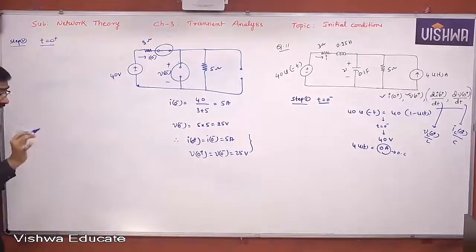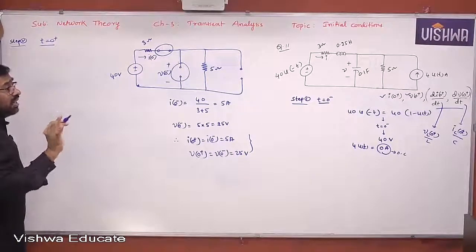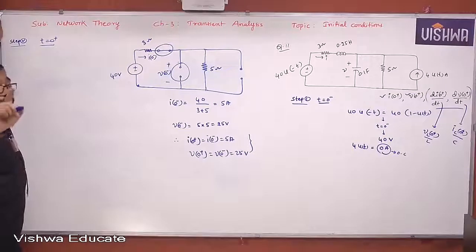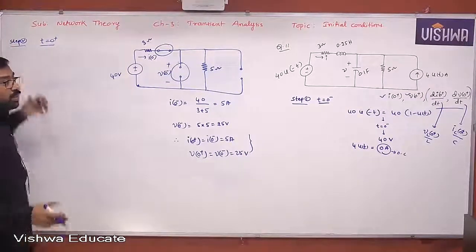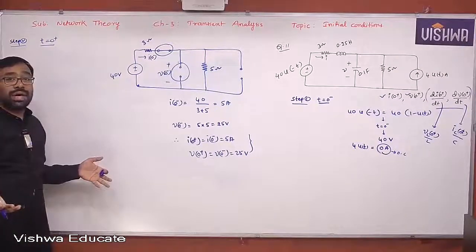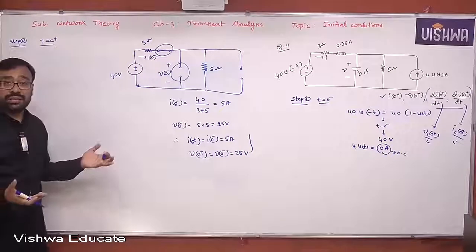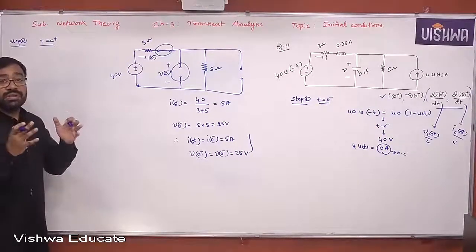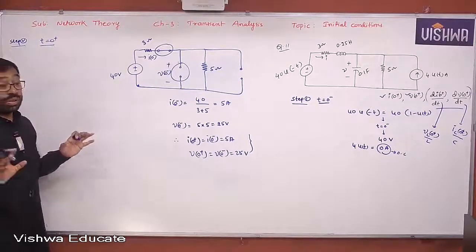Constructing t equal to 0 plus equivalent is always crucial and critical in the entire initial conditions calculation part. If you are really good at constructing the t equal to 0 plus equivalent circuit, I'm sure there is no difficulty involved in the entire transient analysis. So one must be really expert in constructing t equal to 0 plus equivalent without taking much time.